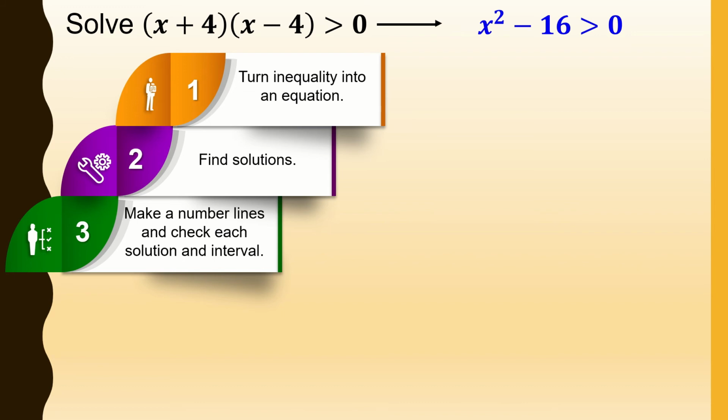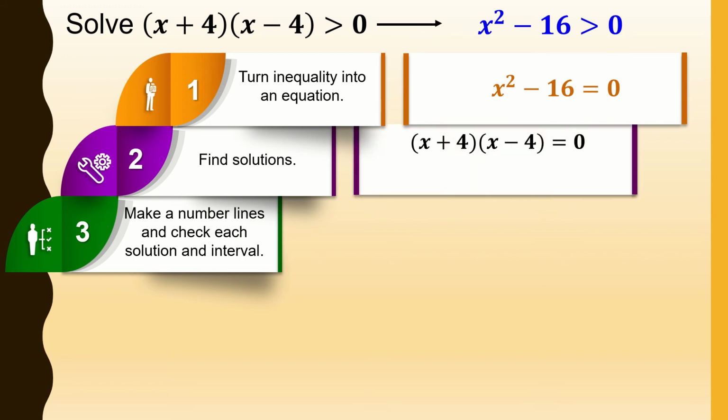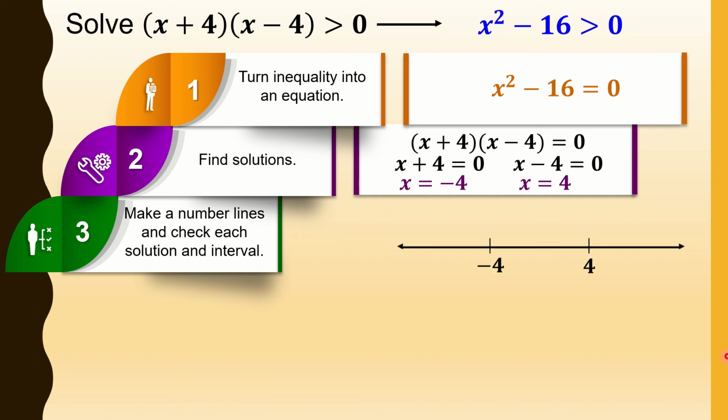I need to change that into an equation, so I have x squared minus 16 is equal to 0. Through factoring, the solutions are the quantity of x plus 4 times x minus 4. Applying the zero product property, the value of x is negative 4 and positive 4. Now, let us make a number line in which the points are the solutions. So we have negative 4 and positive 4.